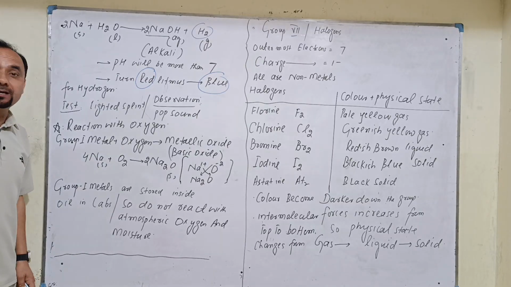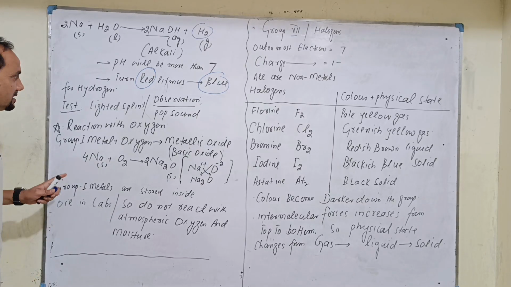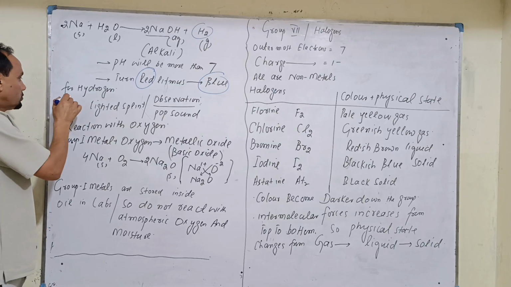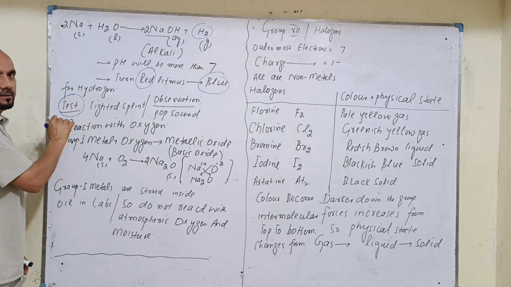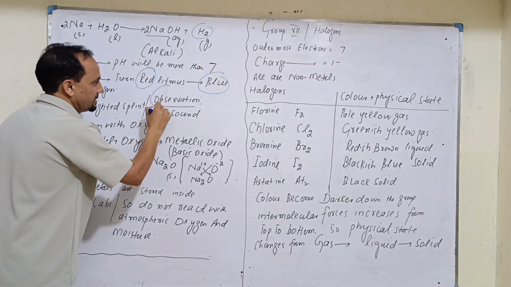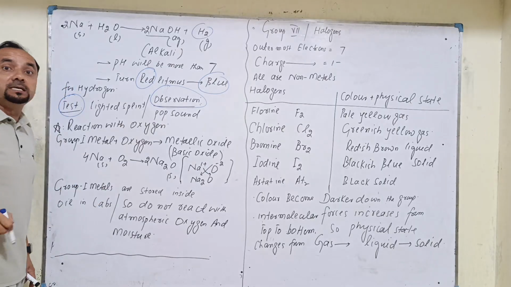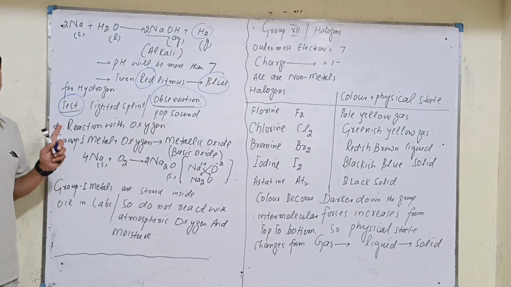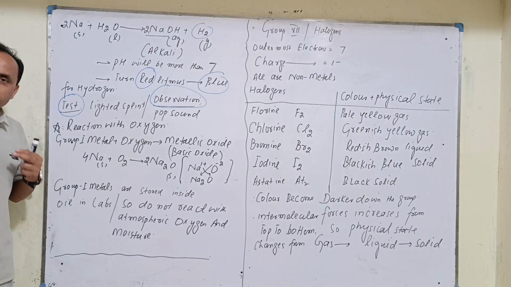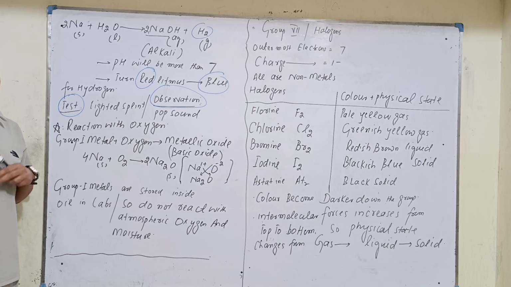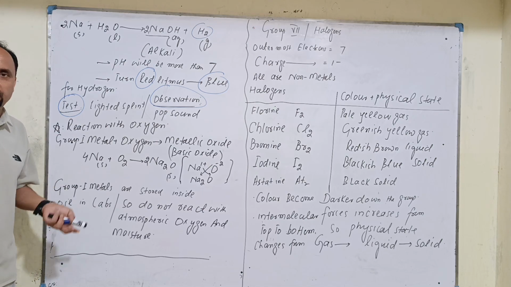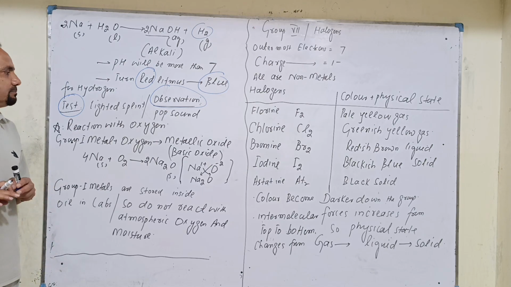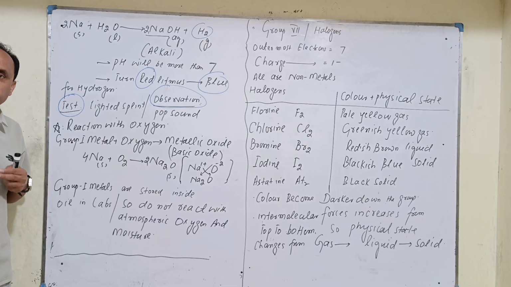Now, how can you confirm that the gas is hydrogen? There will be two words used in the paper. One is test, the other is observation. How to deal with these words? What is the meaning of a test? Test means anything that you will use. It may be any chemical, it may be a pH paper, it may be a litmus paper, it may be a flame, anything that you are using.